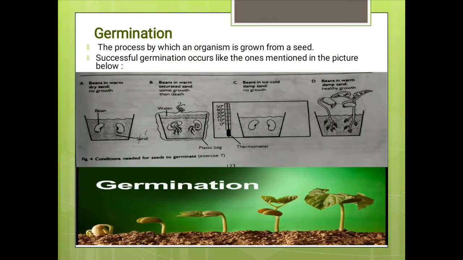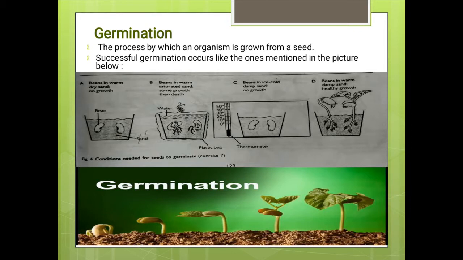Lastly, let's talk about germination. Germination is the process by which a seed develops into a new plant, and we already learned about these steps in the previous slides. Now, to get to know where germination successfully occurs, a picture from your book is given below. These are the perfect conditions needed for a seed to germinate.